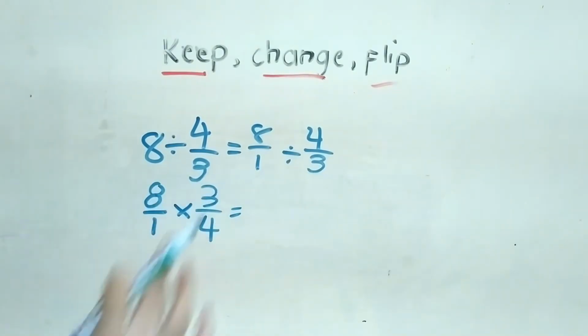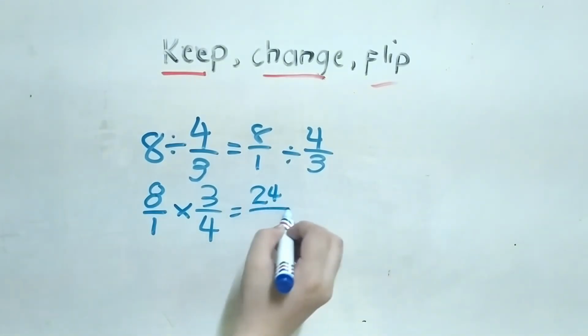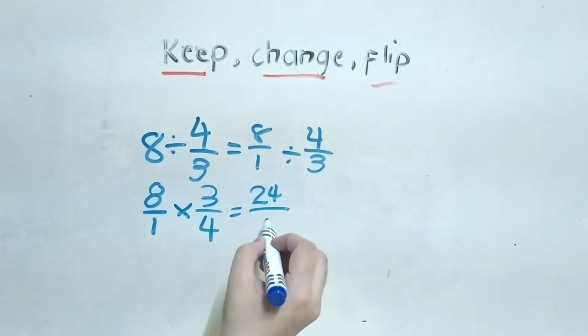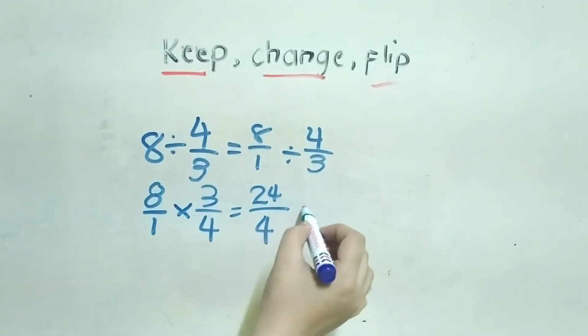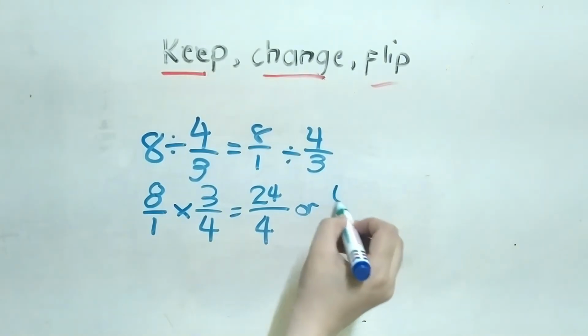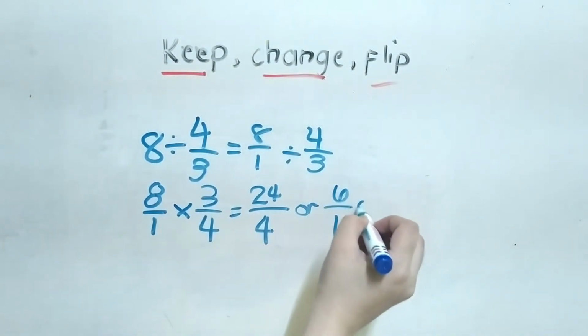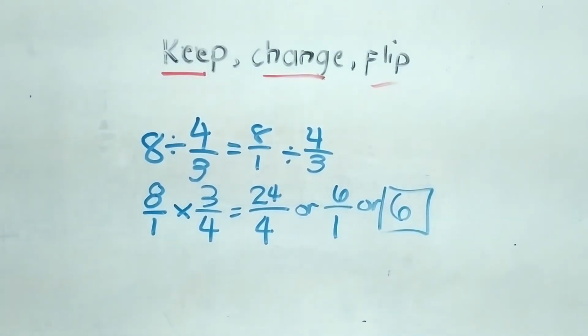So, 8 times 3 is equal to 24. And then, 1 times 4 is equal to 4. And then, pwede pa natin siyang i-simplify. So, 24 divided by 4 is equal to 6/1 or 6. So, that is the answer.